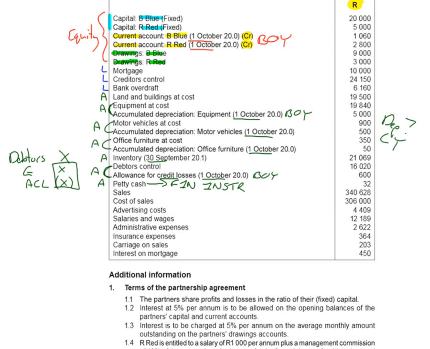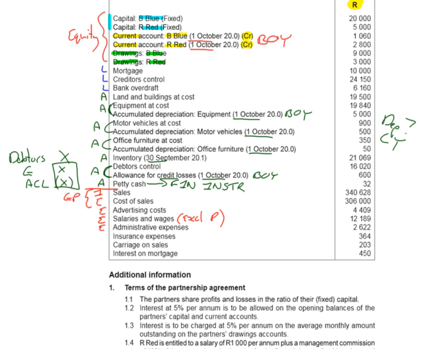What's coming up next? Income and expenses. So sales is income, cost of sales is an expense. Those two together will make up gross profit. Advertising costs is an expense, salaries and wages. This will exclude the partners. Remember, partners' salaries goes directly to the appropriation account in equity. So salaries here is just the expense.